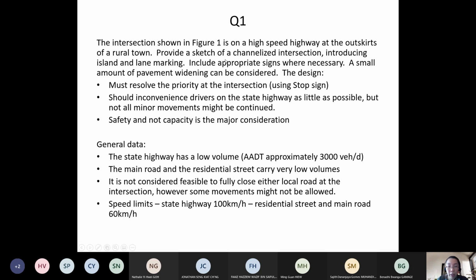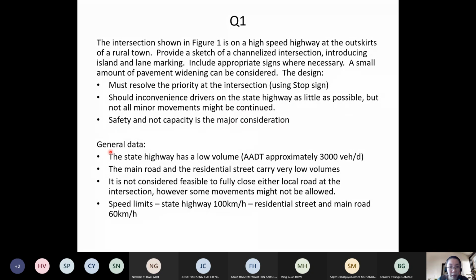Provide a sketch of a channelized intersection, introducing island and lane marking. Include appropriate signs where necessary. A small amount of pavement widening can be considered. The design must, three points here, resolve the priority at the intersection using stop sign, should inconvenience drivers on a state highway as little as possible, but not all minor movements might be continued. Safety and not capacity is the major concern.